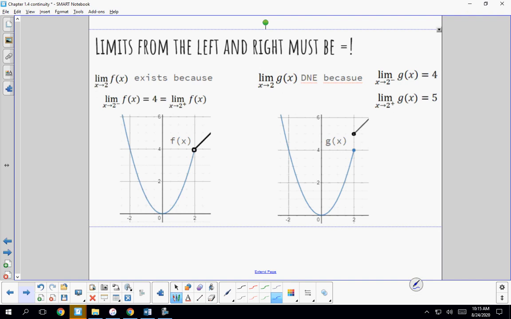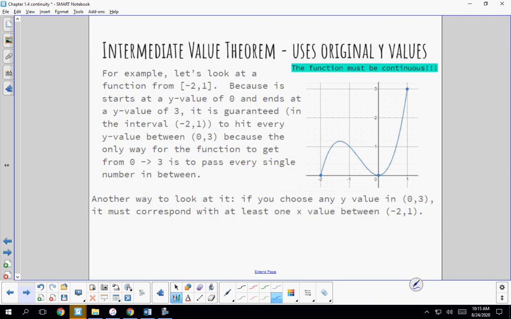So again, limits from the left and right must be equal. Here this is a piecewise function, but the limits from the left and the right are both approaching 4. So the limit exists. If we look on the right here, we approach 2 completely different y values. So here the limit does not exist.